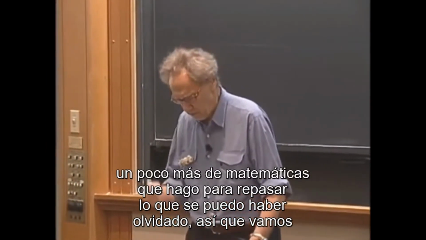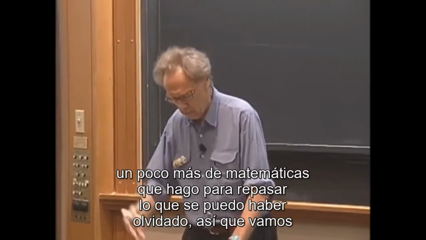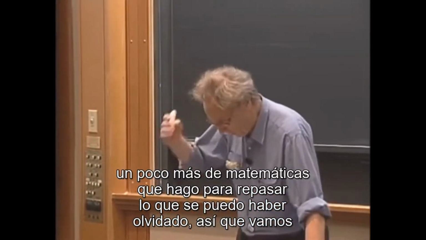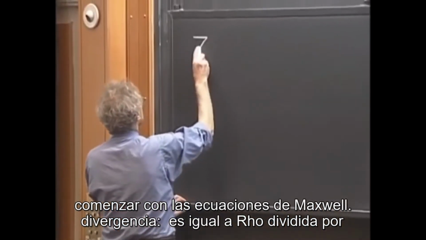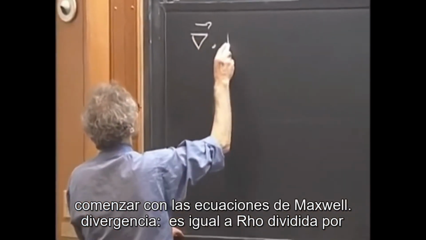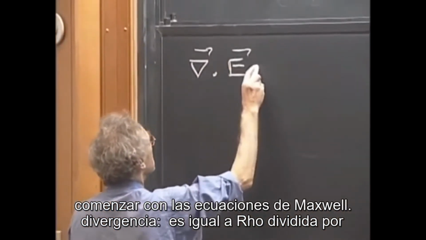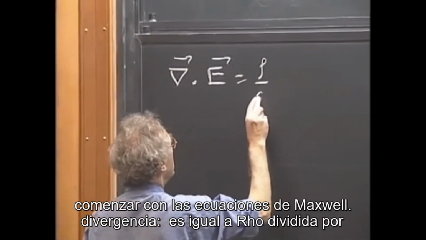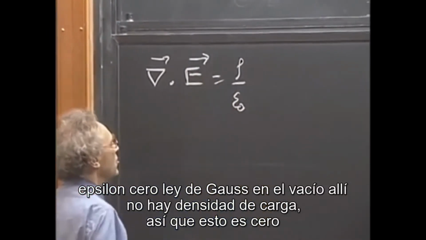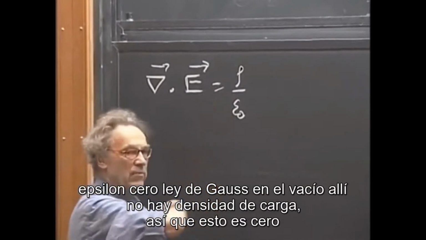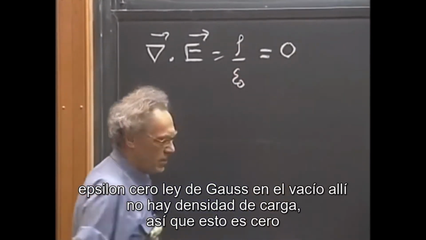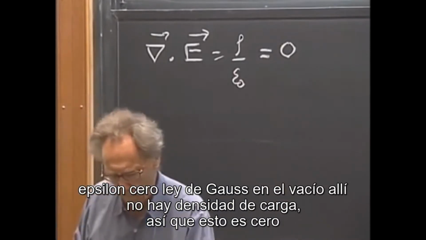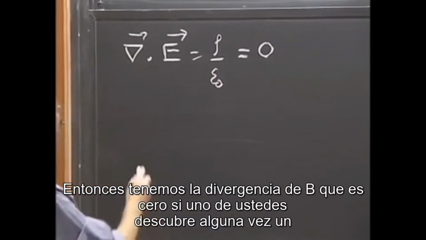And I will start with Maxwell's equations, and then you will see a little bit more maths, which I do to brush up on what you may have forgotten. So let's start with Maxwell's equations. The divergence of E equals rho divided by epsilon 0, Gauss's law. In vacuum there is no charge density, so this is 0.